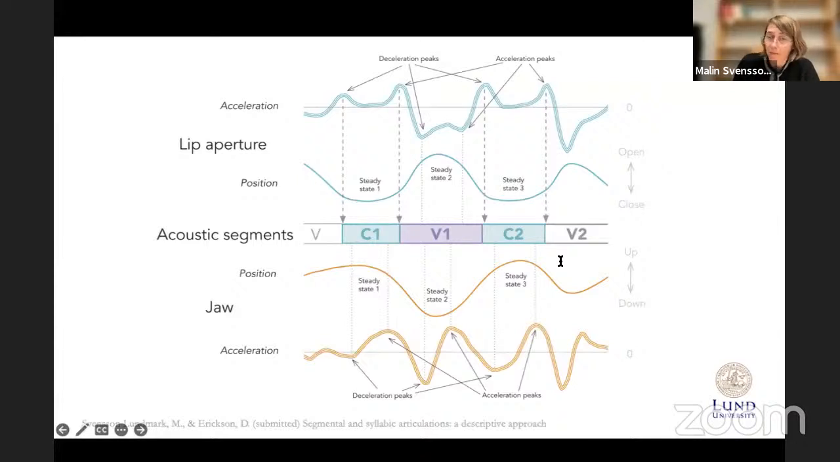Both the lips and the jaw have deceleration and acceleration peaks on each border of the steady states. But as the segmental articulator, the lips are aligned to the segment boundaries. The jaw shows a different pattern. The deceleration peak of the jaw always follows the deceleration peak of the lips, while the acceleration peak of the jaw always precedes the acceleration peak of the lips. This makes the jaw steady states shorter.